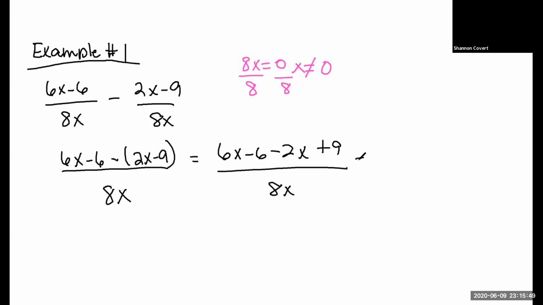Now I'm going to collect like terms. I have 6x minus 2x, which gives me 4x. I have negative 6 plus 9, which gives me plus 3, all over 8x. You should look to see if you can factor your numerator. I can't. So I have my solution. It's 4x plus 3 over 8x.